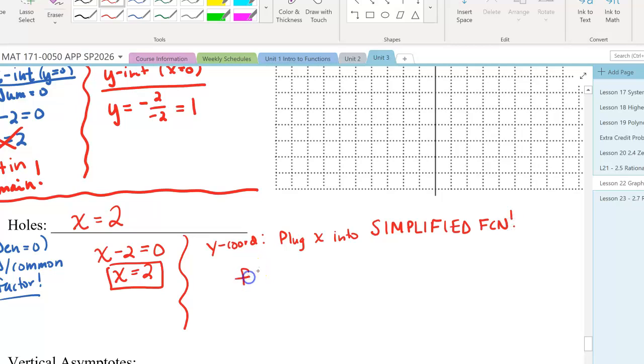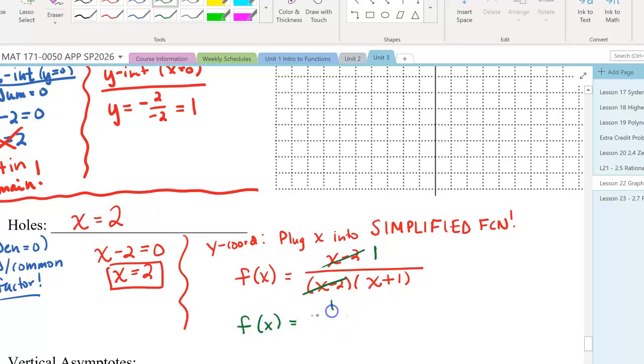So I had f of x is equal to x minus 2 over x minus 2 times x plus 1. So my x minus 2's cancel, but it doesn't leave nothing up here. You can't say that f of x is just equal to x plus 1 because x plus 1 is in the denominator. So remember, when things cancel out in a fraction, they cancel out to 1. So the simplified version of this function would be 1 over x plus 1.